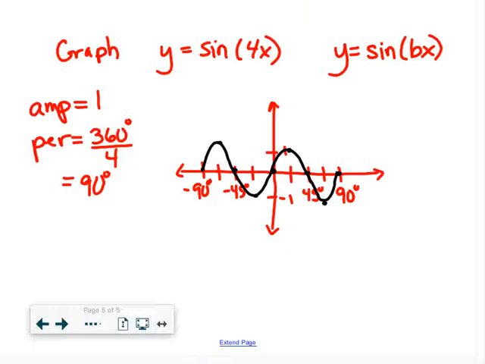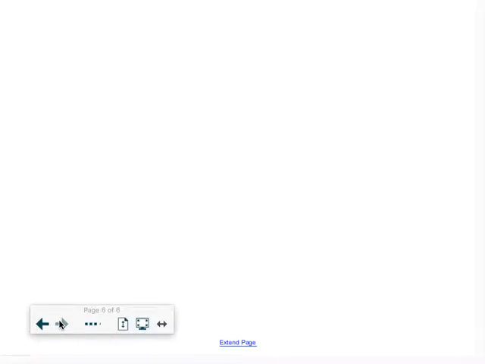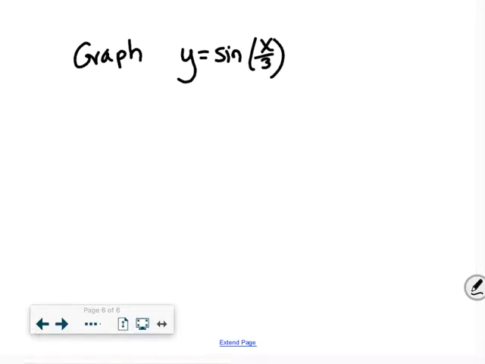All right, we're going to try one more where we're just adjusting the period length. Then we're going to put amplitude and period change in at the same time. I'm trying to do this slowly for you, building your confidence. All right, so let's graph y equals the sine of x over 3.